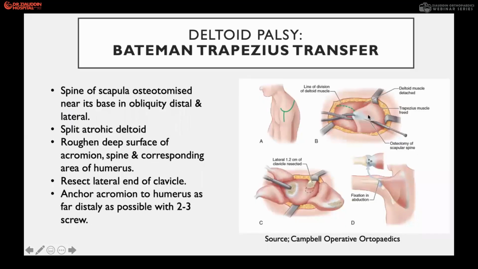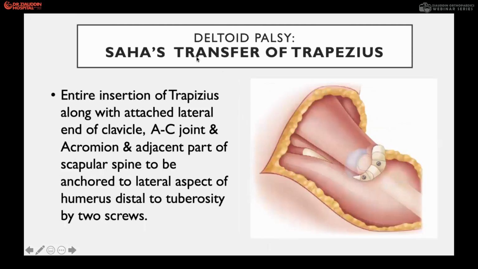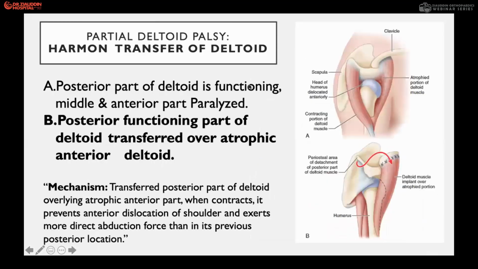Here is the trapezius transfer from the acromion to the shaft of the humerus laterally above the Bateman's area. Then there is also Saha's transfer of trapezius, which we transfer with the clavicular and AC joint and the acromion part of the scapular spine, and all are transferred to the lateral part of the shoulder below the humerus. Then there is a transfer for partial deltoid palsy, where the functional posterior part is transferred over the anterior part to prevent the subluxation.